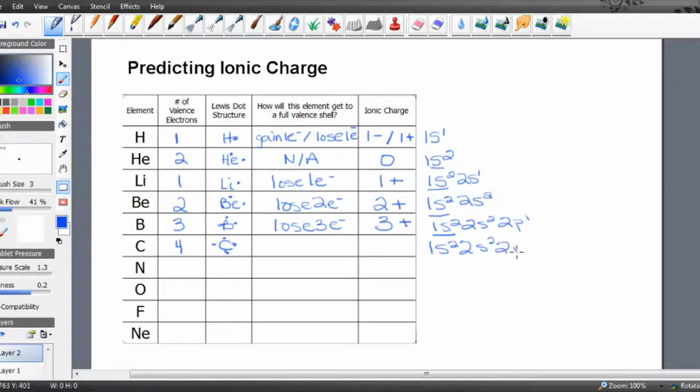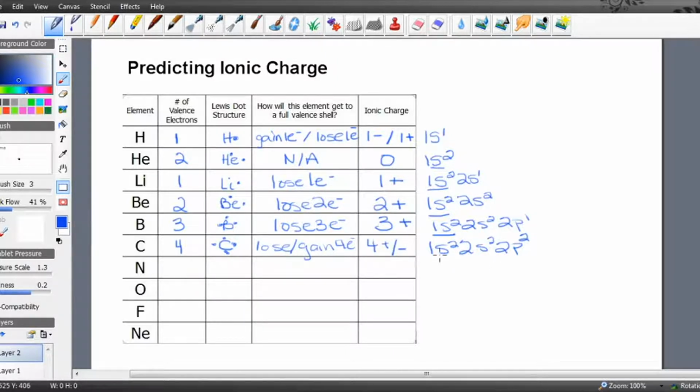2s2, 2p2. I could lose these 4 or I could gain 4 more. Either one could happen. So carbon is kind of like hydrogen. It could lose/gain 4 electrons. In other words, it could be a 4+ or a 4-.